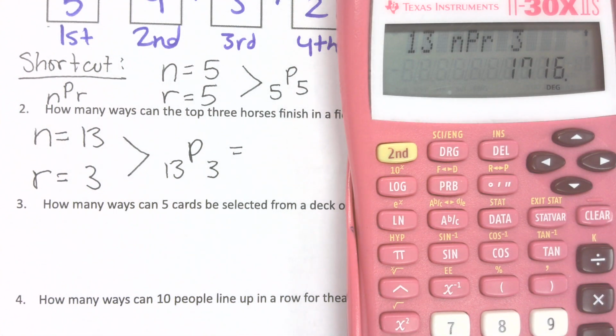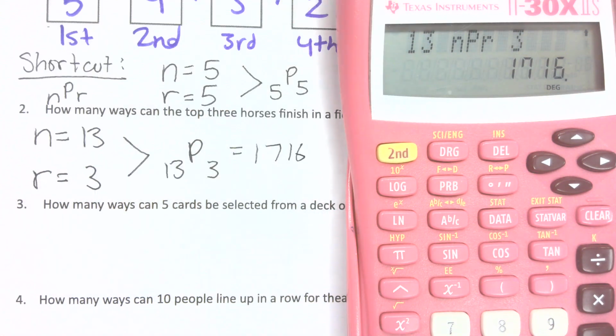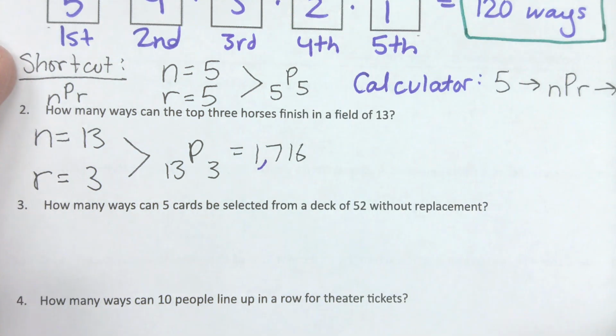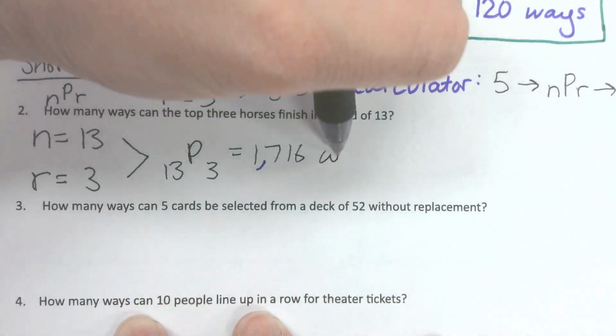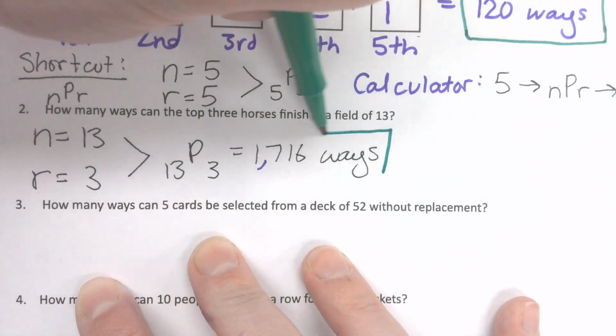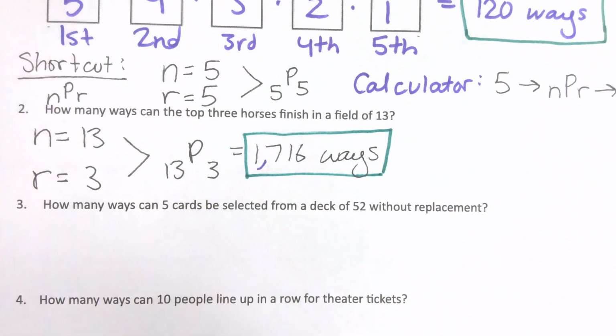If you type that incorrectly, you will get 1716. 1,716 ways. I'll show you later. For now, I would just practice with this one. You found it? Okay.